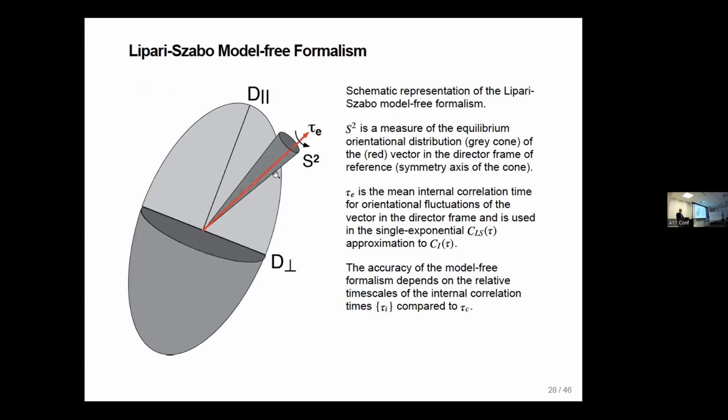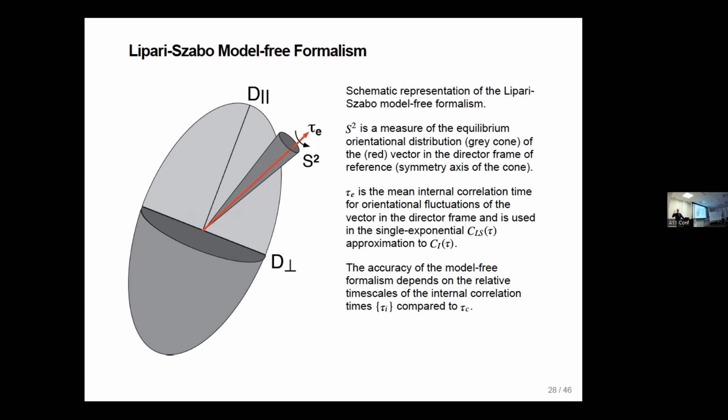And then here's the picture. We have overall tumbling of the molecule. We have some tensor principal axis, say the bond vector for N and H, and there's some wobbling of that vector. And then the order parameter becomes a measure of the amplitude of the conformational distribution, and tau sub e becomes a measure of the time scale for exploring that conformational space.